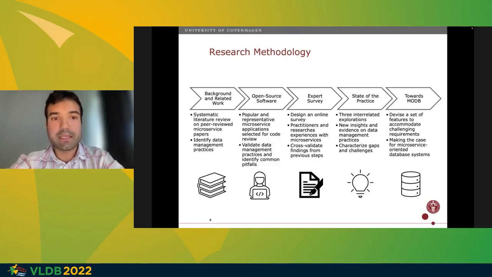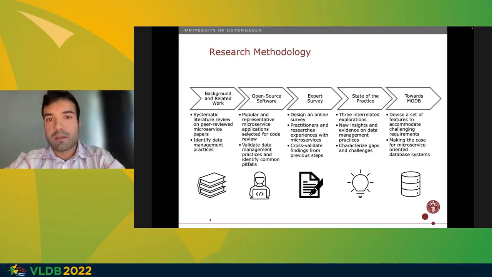Based on the previous step, we validated these data management practices, and we also identified further data management pitfalls that are encoded by developers. Next, to further understand all these issues, we designed an online survey. More than 120 researchers and developers who have real-world experience with microservices provided their insights and the pains they have come across while deploying and developing microservice applications. These 3 interrelated explorations allowed us to provide new insights and evidence on the data management practice and also characterize them. Based on all this knowledge acquired, we devised a set of features that are important to address in this type of architecture, thus making the case for microservice-oriented database systems.